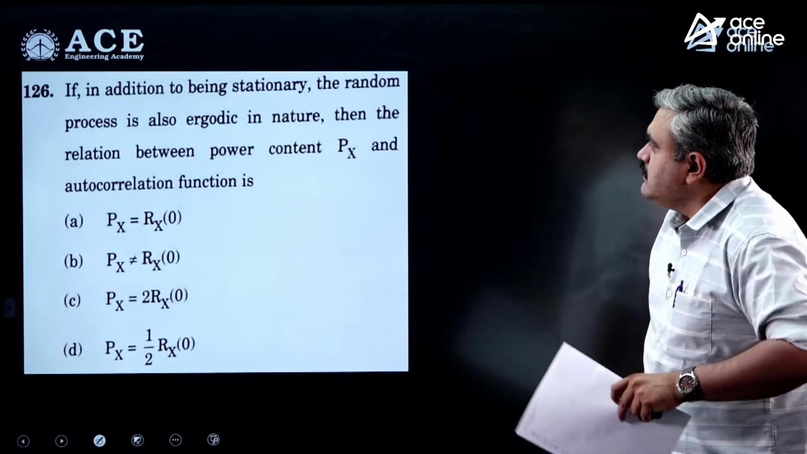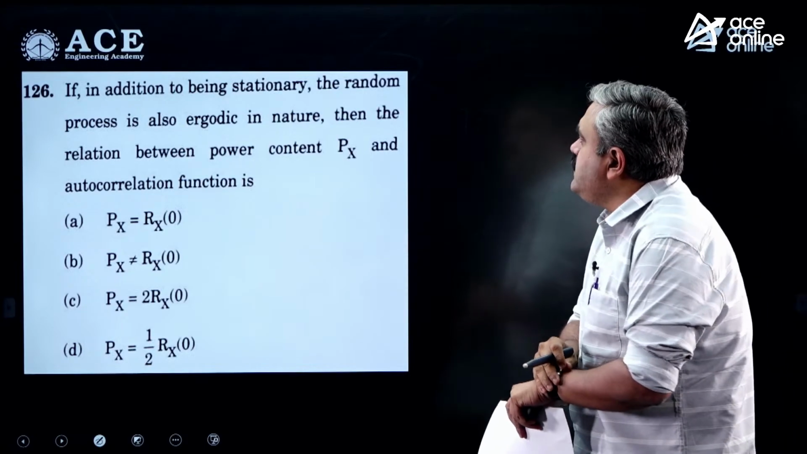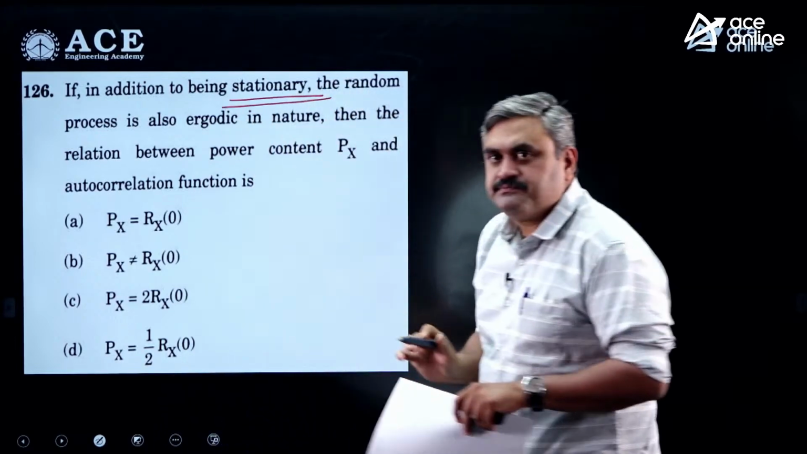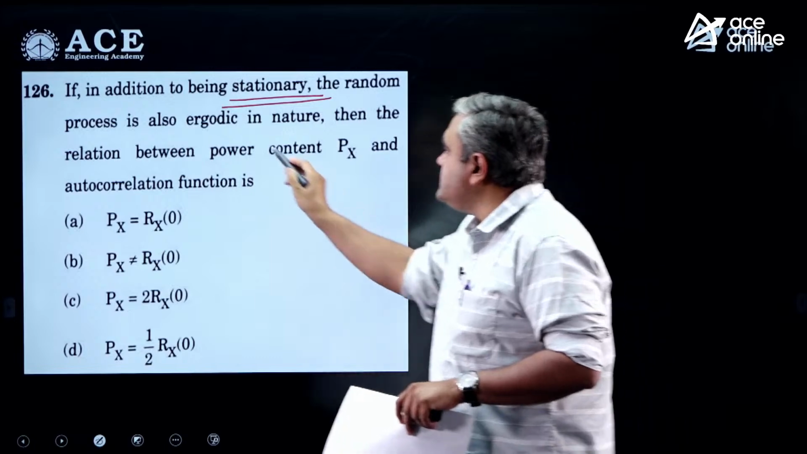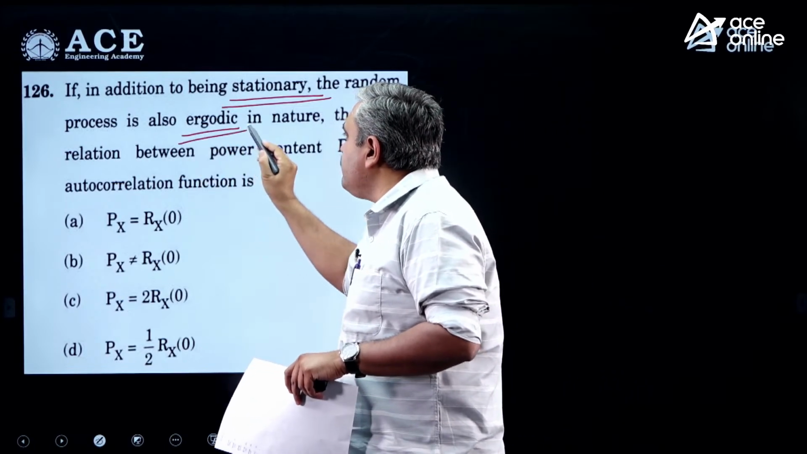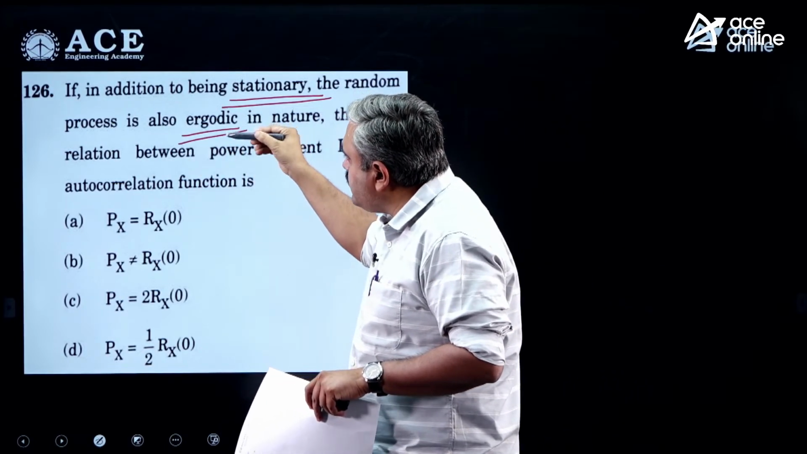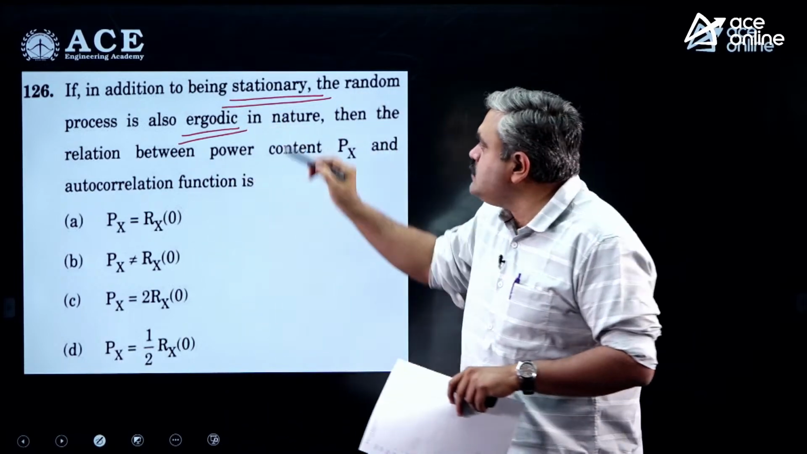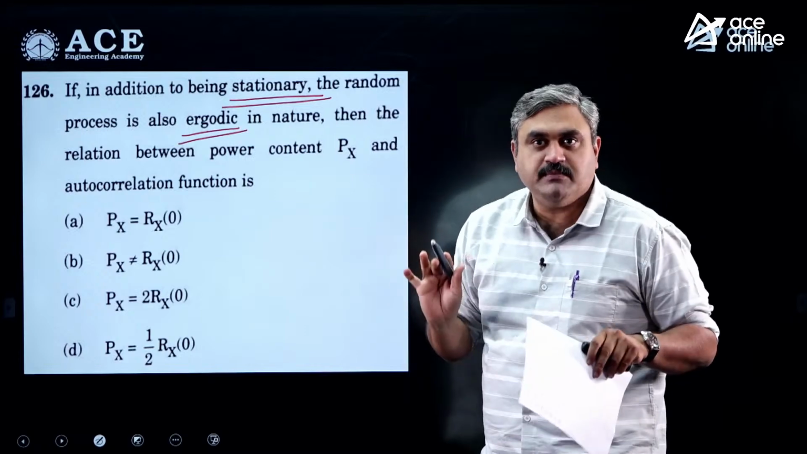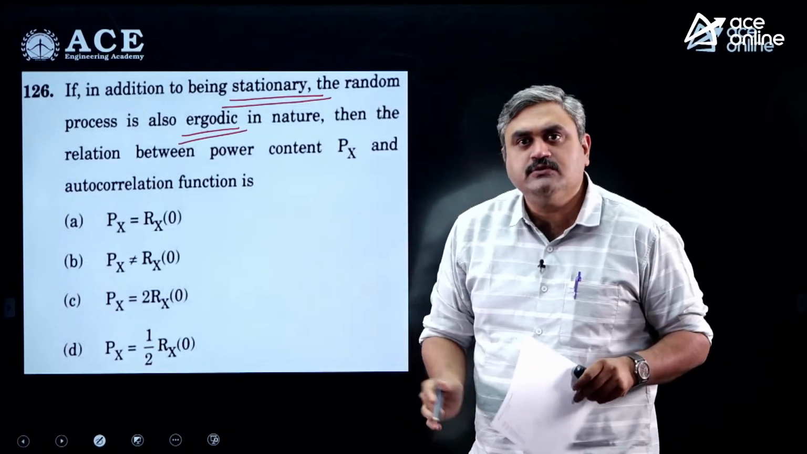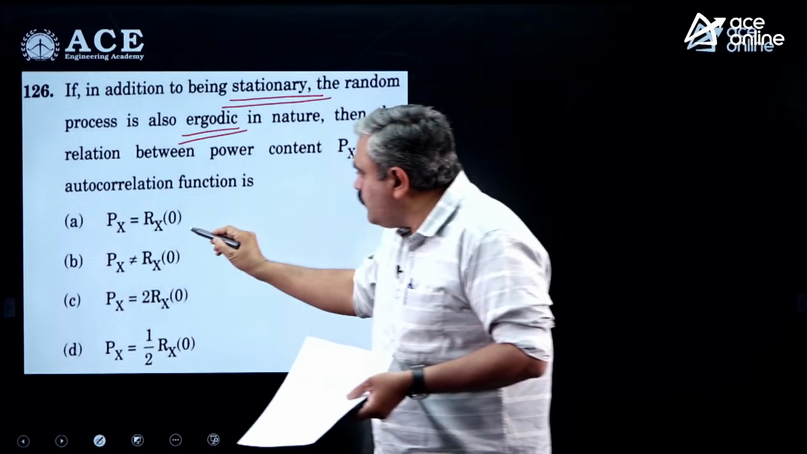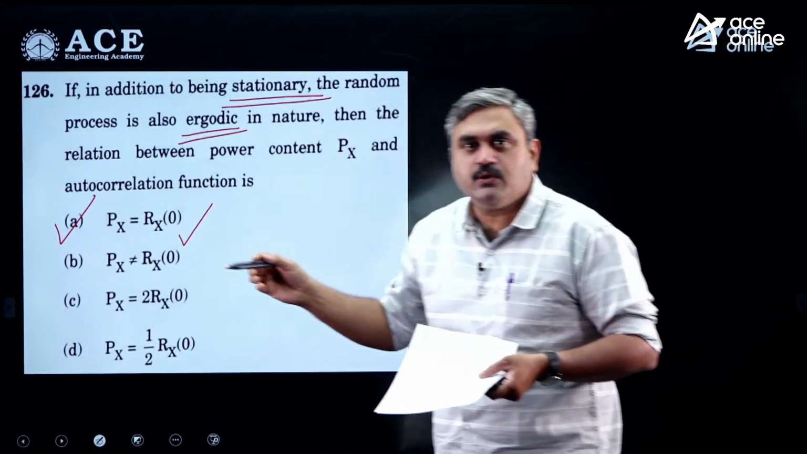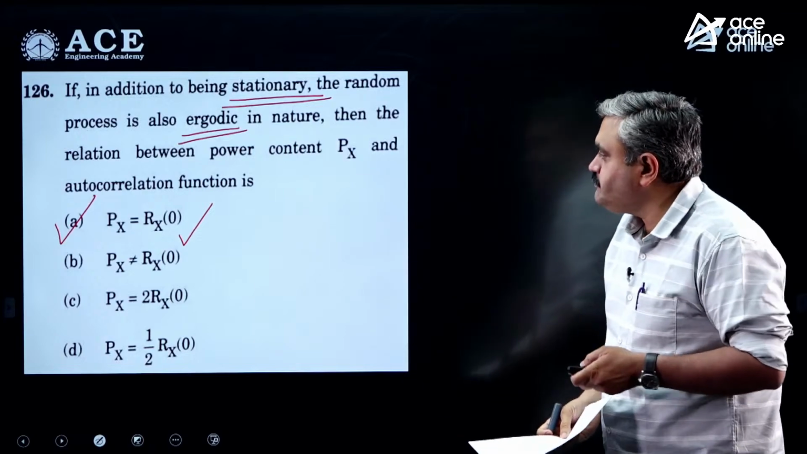Next, this is theory bit. If in addition to being stationary, means already the random process is stationary, in addition to that, it is also ergodic. Means what? Whatever the statistical parameters you are calculating using an ergodic concept and the statistical parameters you are calculating using stationarity concept are same. In such case, which of the following is true? Automatically the power should be same. So only first option should be right. These are all options related with the power only. So you can go with the first statement.